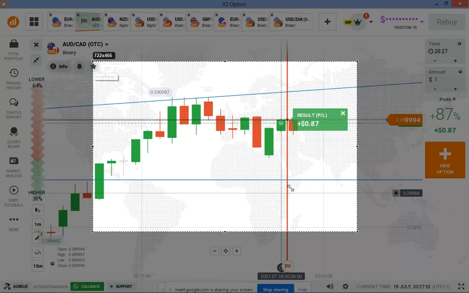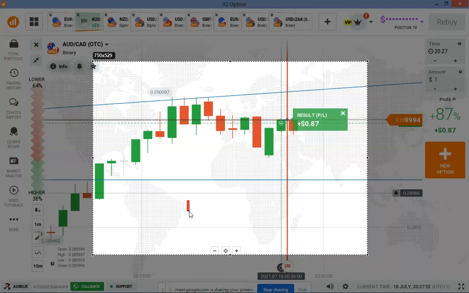Like now, you know, there's a pattern we call abandoned baby. I don't know, maybe some of you are familiar with this pattern. Like when we have a red candle and the next one was, let me say, a spinning top.